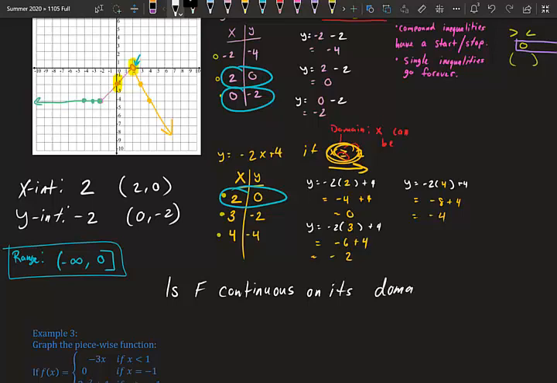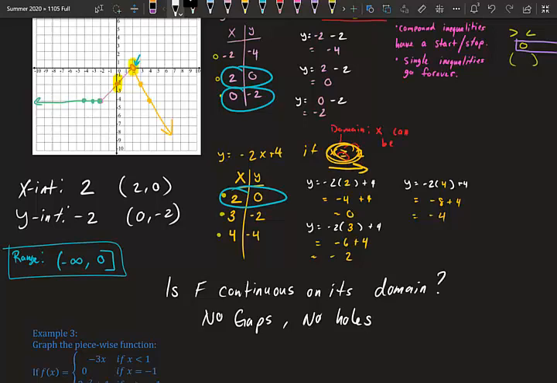Is f continuous on its domain? That's what I want to ask. So what does that mean? No gaps, no holes, or any other words that mean gaps or holes.